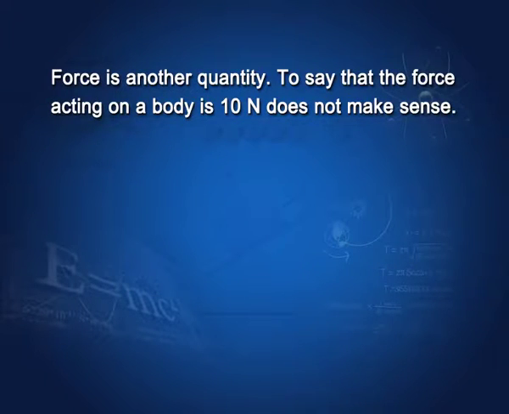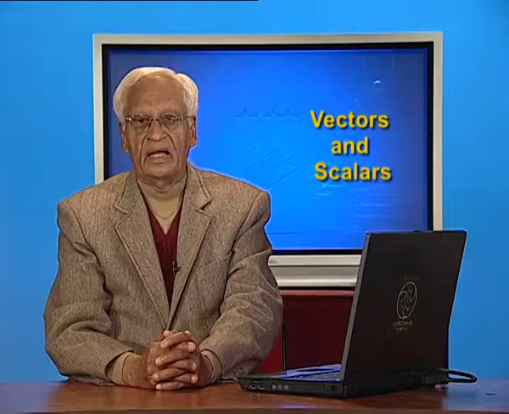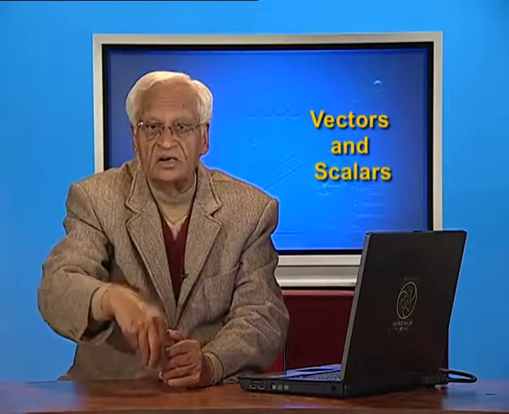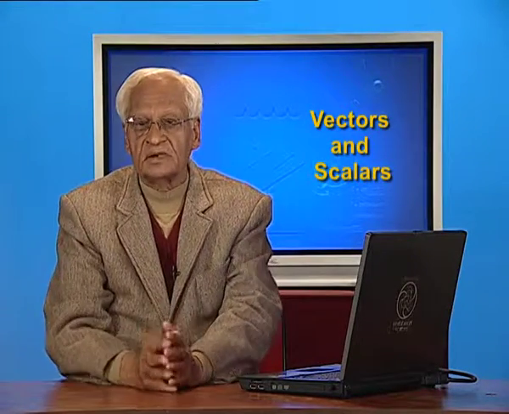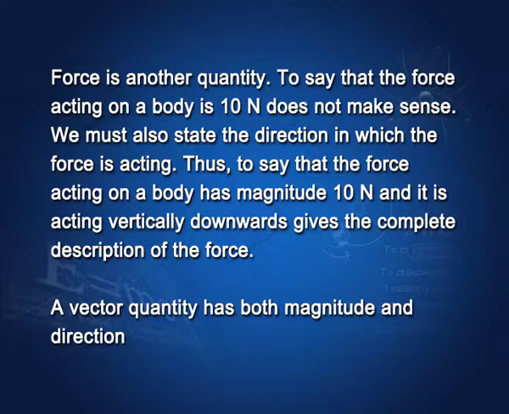Force is another such quantity. To say that the force acting on a body is 10 newtons does not make sense. We must also state the direction in which the force is acting. Thus, to say that the force acting on a body has magnitude 10 newtons and it is acting vertically downwards gives a complete description of the force. So, to sum up, a vector quantity has both magnitude and direction.